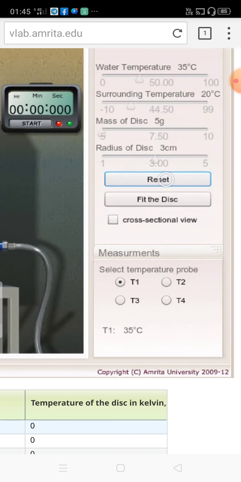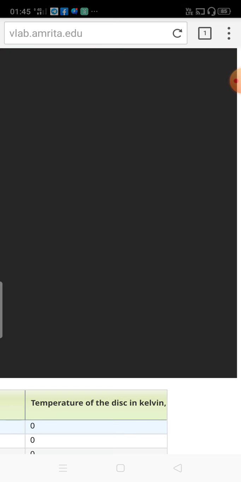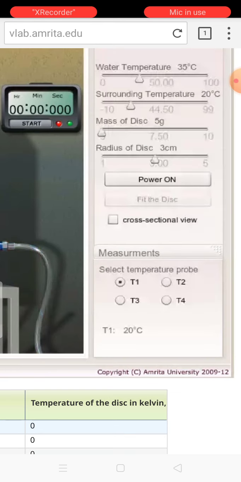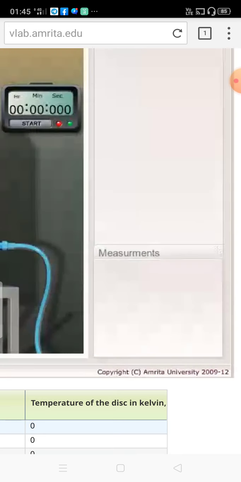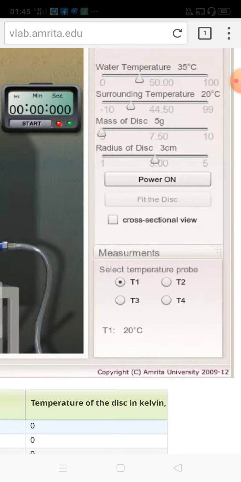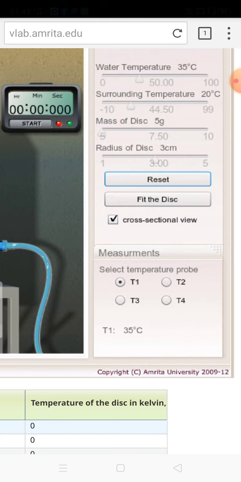Power on, then power on, reset. After you reset, then cross sectional view, then power on, feed the disc.